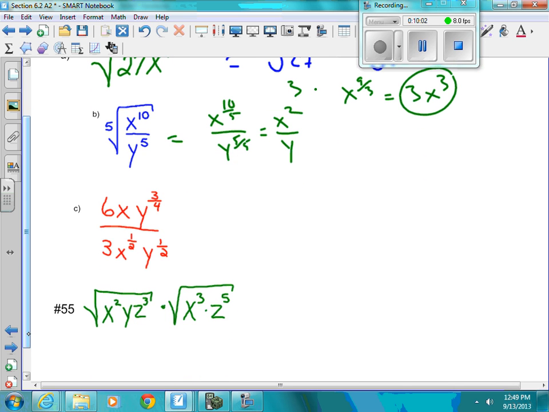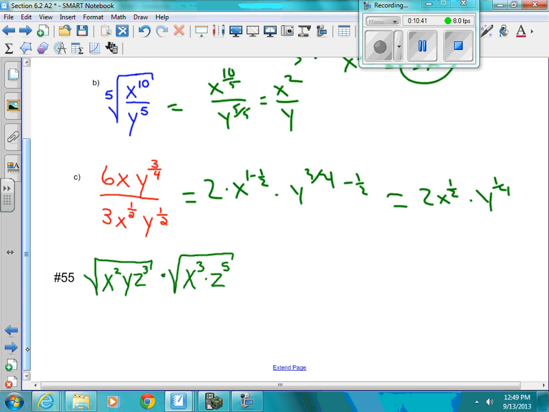Fractions. If you have fractions, what can we do? Dividing them, we subtract the exponents from top to bottom. 6 divided by 3 is 2. x to the 1 over x to the 1/2 would be x to the 1 minus 1/2, times y to the 3/4 minus 1/2. If we simplify this, we get 2x to the 1/2 times y to the 1/4. You can write those as the fourth root of y and the square root of x. You can write that out as well.